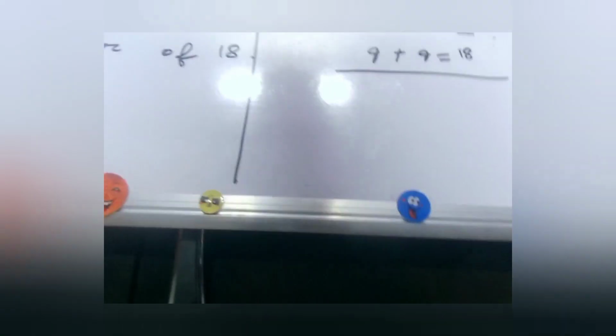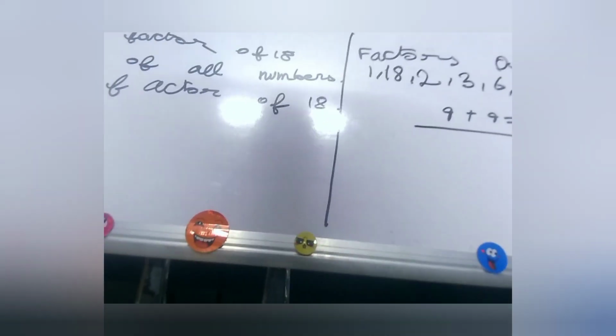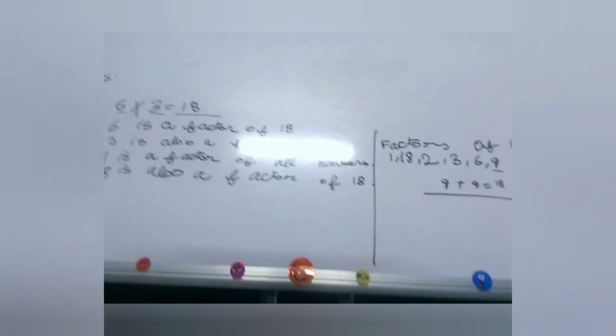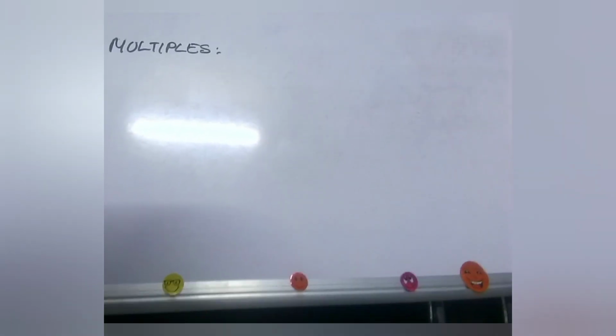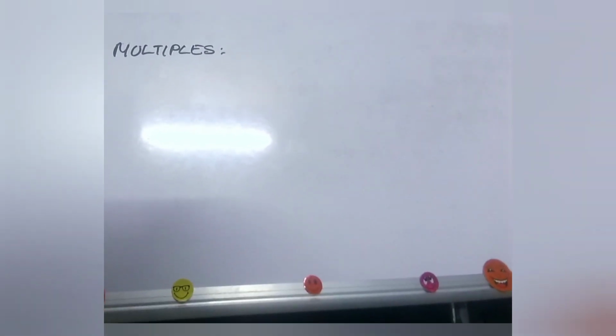So I hope you are clear with factors. Let's move on to multiples. Now what you got to do is imagine a number. Now that you have a number in your mind, all you got to do is pause the video and multiply it with 1, 2, 3, 4, 5 until 20. Just keep going until 20. So the last number you should multiply should be 5 into 20.